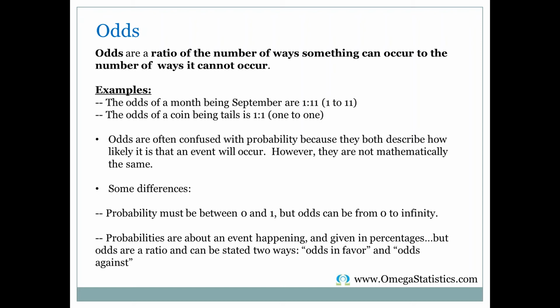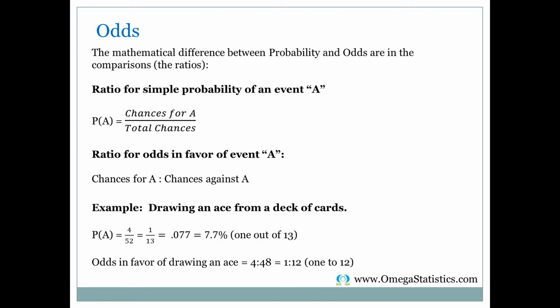Odds are often confused with probability because they both describe how likely it is that an event will occur. However, they're not mathematically the same. Some differences: probability must be between 0 and 1. Odds can go from 0 to infinity. They can go very high. Probabilities are about an event happening, and they're given in percentages, but odds are a ratio and can be stated 2 ways. They can be odds in favor or odds against. So you can have one or the other on that.